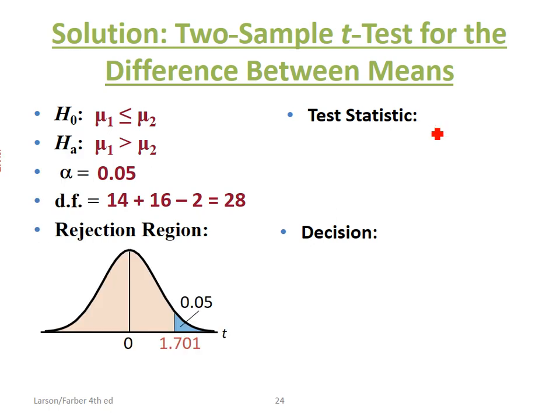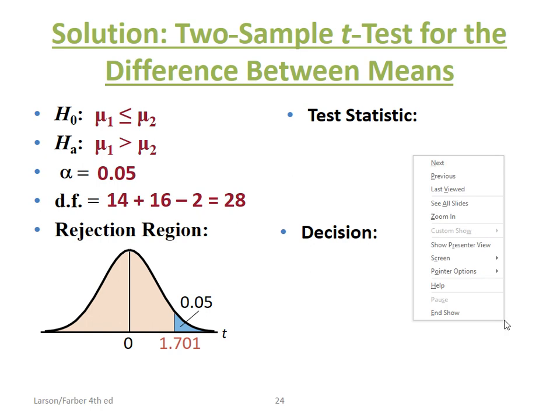1.701, is that right? That's what we said? What did everybody come up with for their T? 1.811.